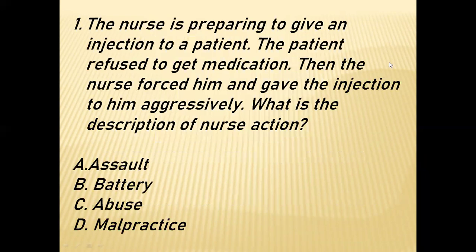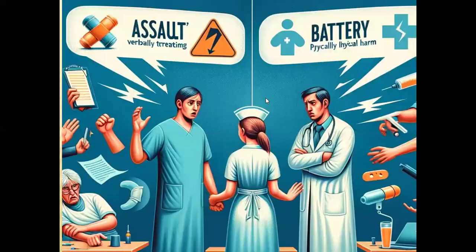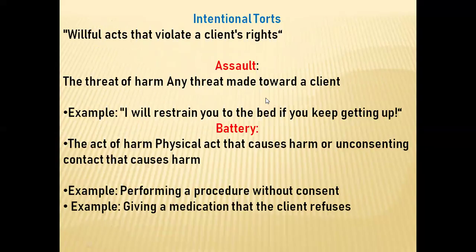So first question. The nurse is preparing to give an injection to the patient. The patient refused to get the medication. Then the nurse forced him and gave the injection aggressively. What is the description of the nurse's action? The options are assault, battery, abuse, malpractice. You can only answer if you know what assault is and what battery is. So let's see that, so that if any question comes, you can easily answer.